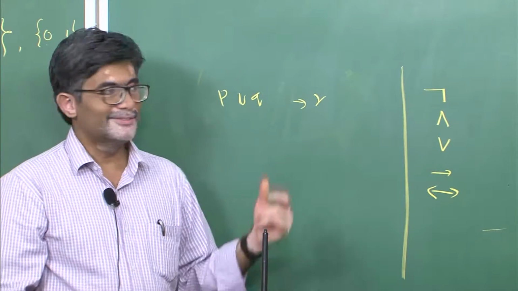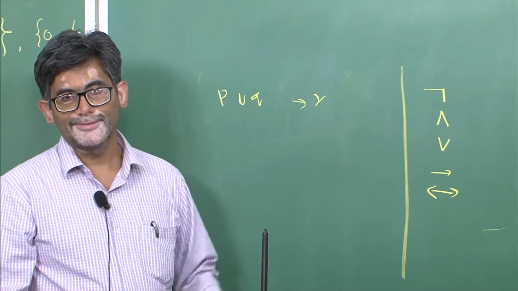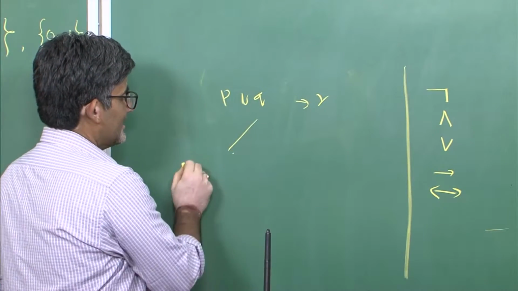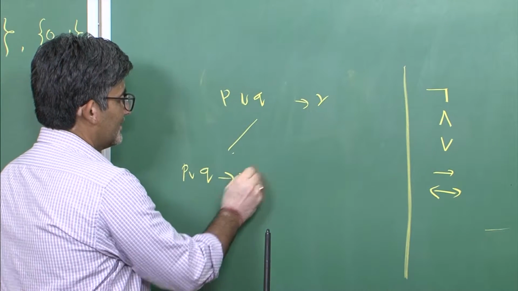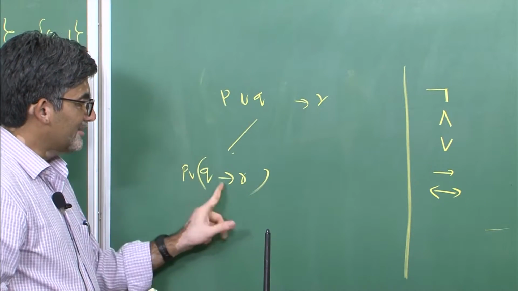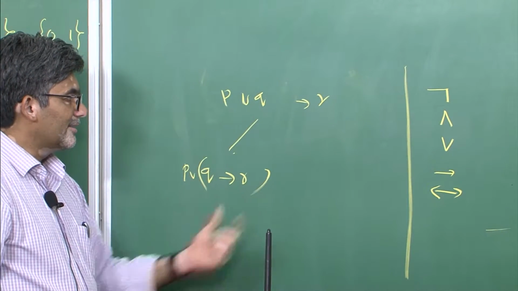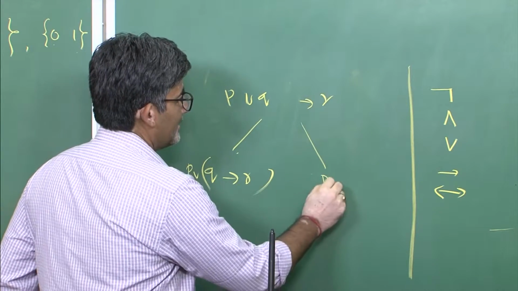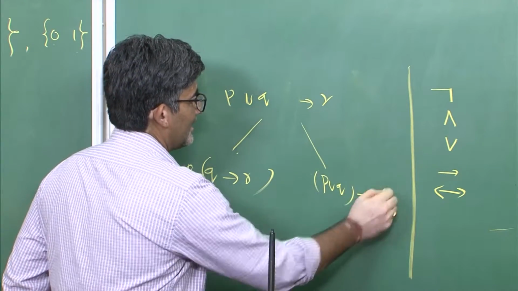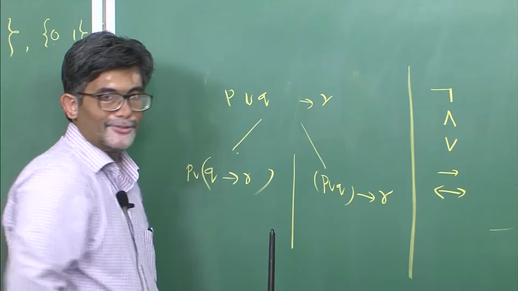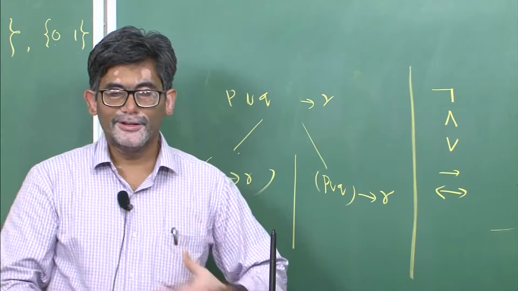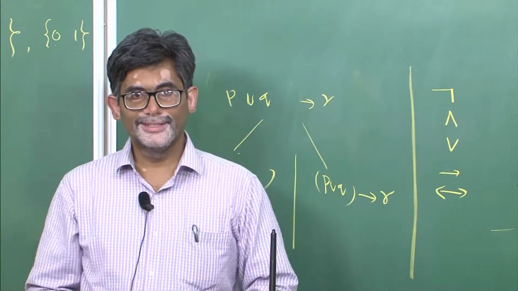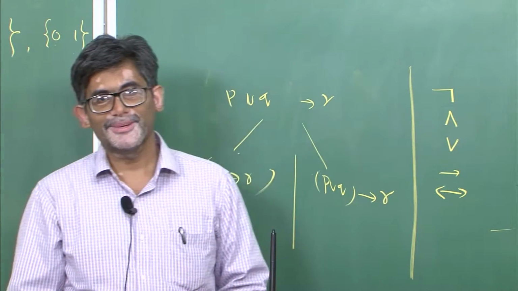Suppose somebody writes a formula like this, then there are two ways in which you can read this formula. The first way is that P or Q implies R, that means P is combined with another statement, or you can read this statement in a different way, that is P or Q implies R. So these two formulas are totally different. So how can we say that when you have a formula like this, all of us read it in the same way? So that is why we are following some kind of conventions.